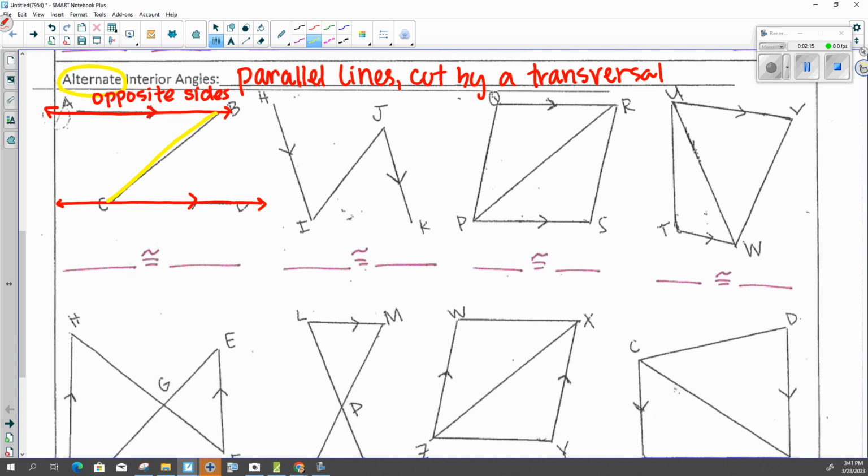Can you picture what's inside of those two parallel lines? Like I'm looking at everything in here is inside these parallel lines.